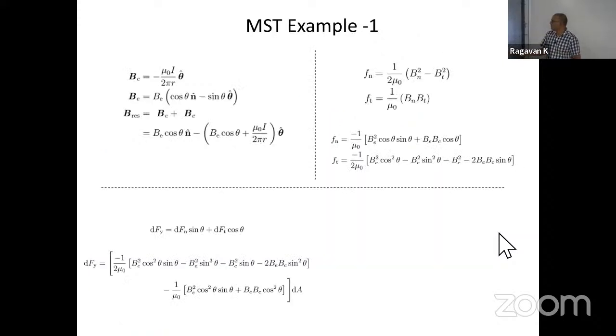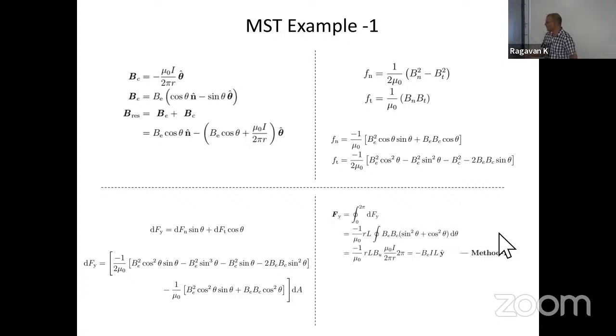So that's how you can get dfy, the differential force that the volume is experiencing because of the stress at that point in the y direction. It's a little bit big, but what happens is when you integrate all these terms from 0 to 2 pi, only those that have sine square theta and cos square theta will remain. I'll share the slides.